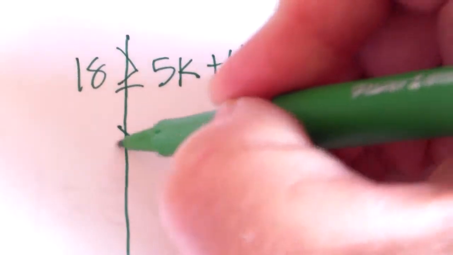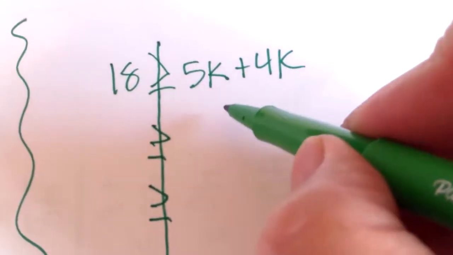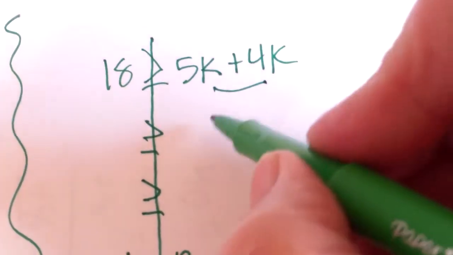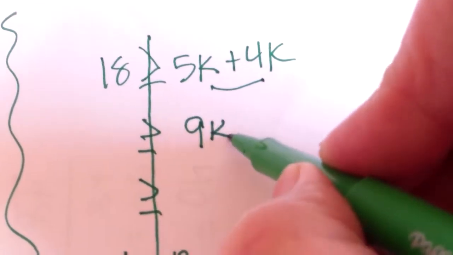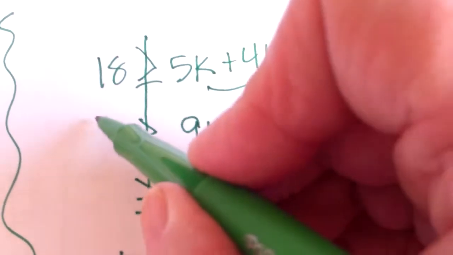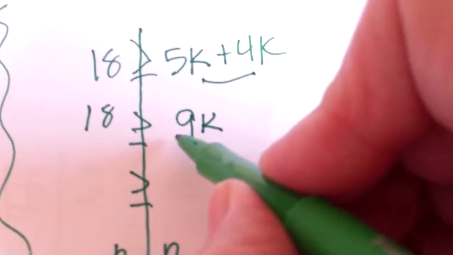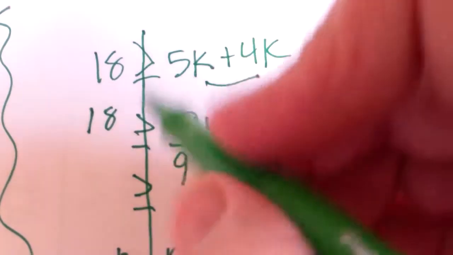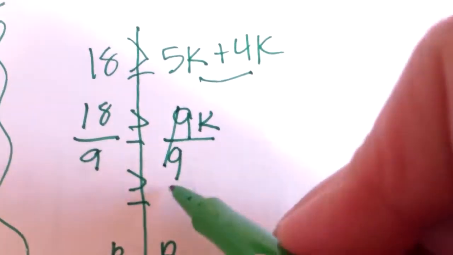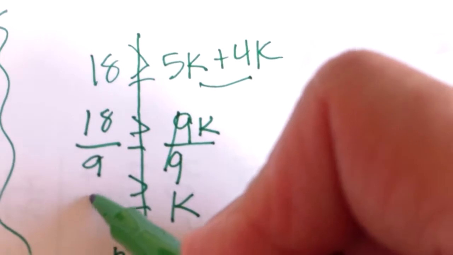Line, fish hooks, RR, random rule. Little reminder there: these are like terms, so I'm going to combine them. Those are 9 positive k's, no negative k's to partner up with. Divide both sides by a positive 9, which means I'm not going to flip my symbol. And that means k goes here and 2 goes here.